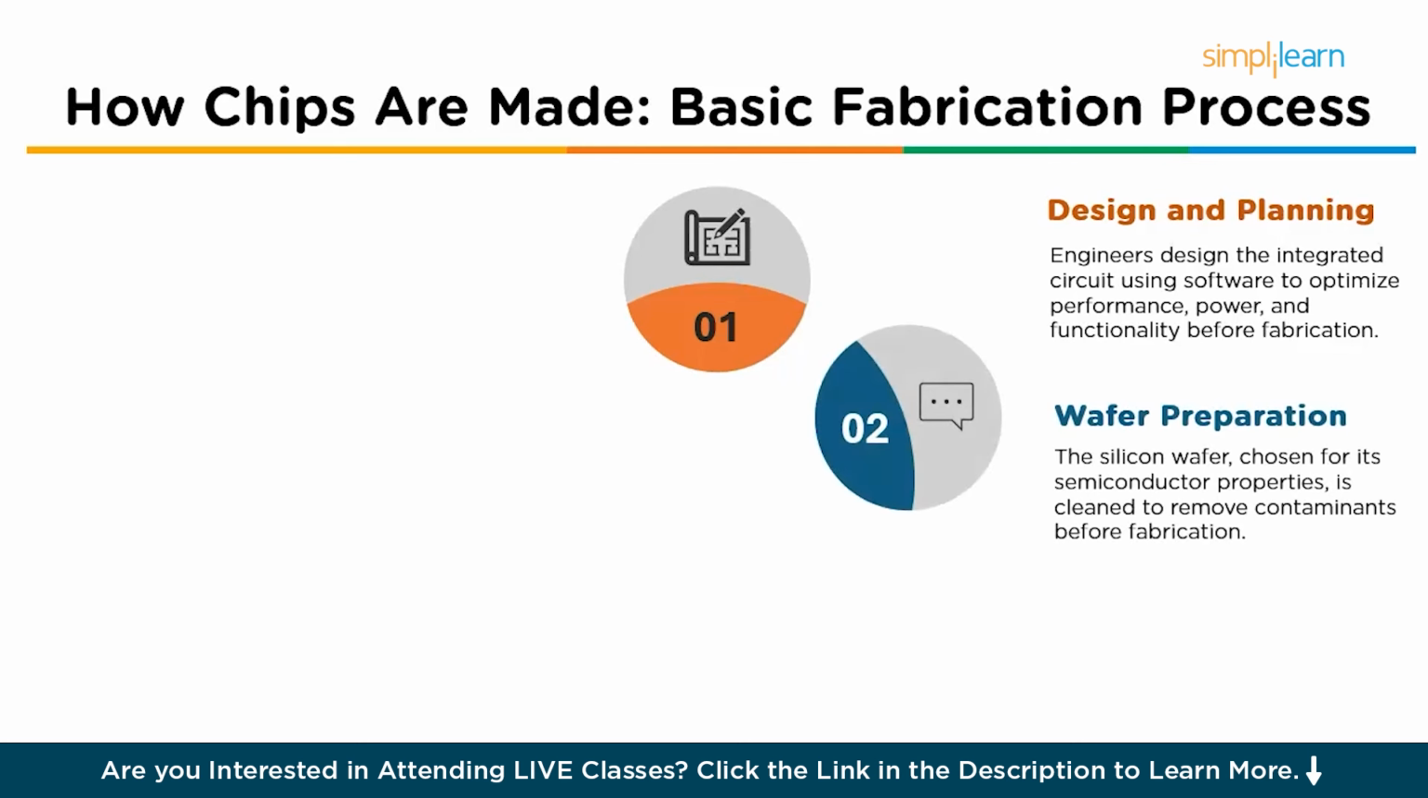The second one is wafer preparation. The fabrication process begins with a thin slice of silicon known as a wafer, which serves as the base material for the chip.